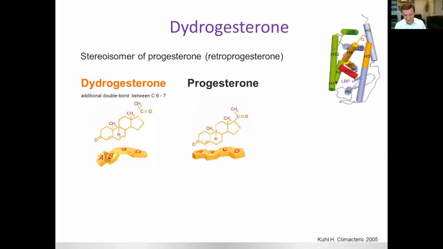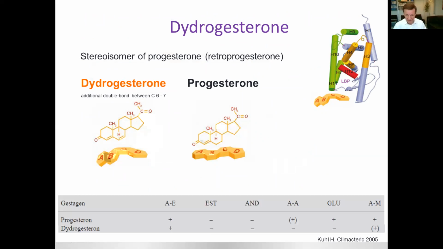Dydrogesterone is a very interesting progesterone stereoisomer, a so-called retroprogesterone. It is actually the same molecule, but only one additional double bond between C6 and C7 leads to a certain bending of the plane of this molecule. And that in turn helps it to be bound more specifically to the progesterone receptor at the ligand binding domain, and that enhances dramatically the progestogenic effect of dydrogesterone. And in contrast to other synthetic progestogens, there is a very similar activity of dydrogesterone in comparison to progesterone.